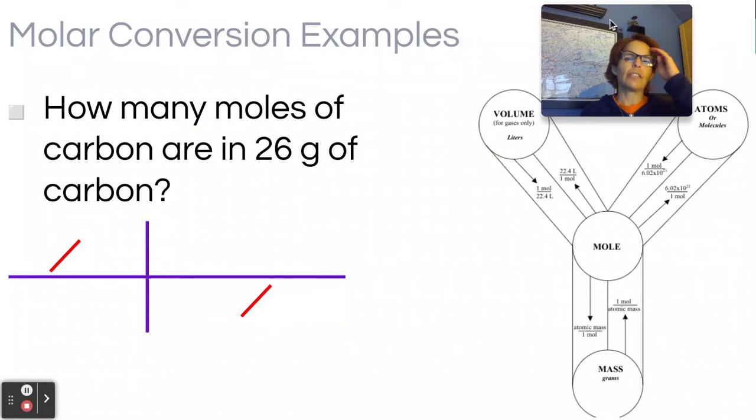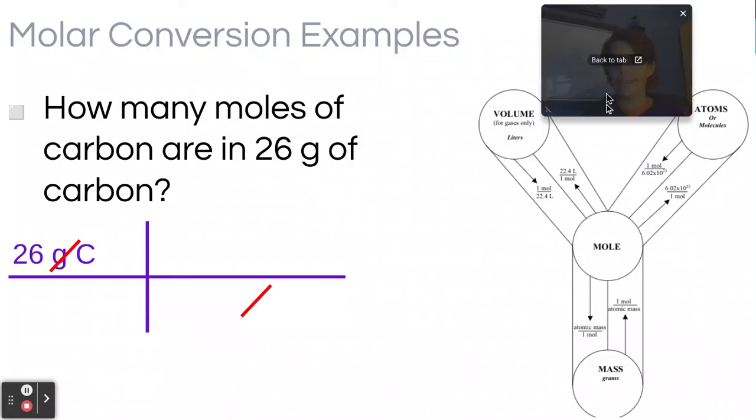Let's take a look. So let's do the first conversion. It says, how many moles of carbon are in 26 grams of carbon? So what we're given is what we write down first. So what we were given is 26 grams of carbon, so we write that down first. We want to get rid of grams and convert that into moles.